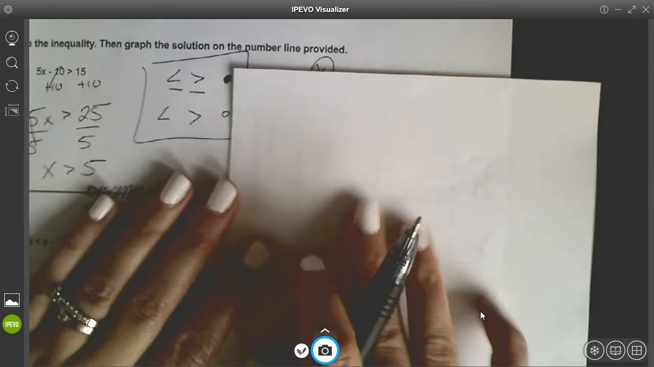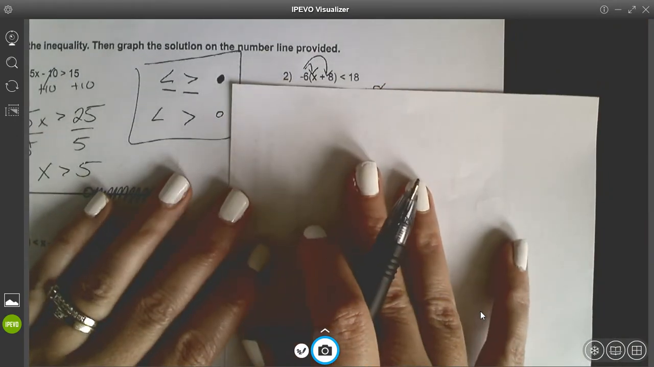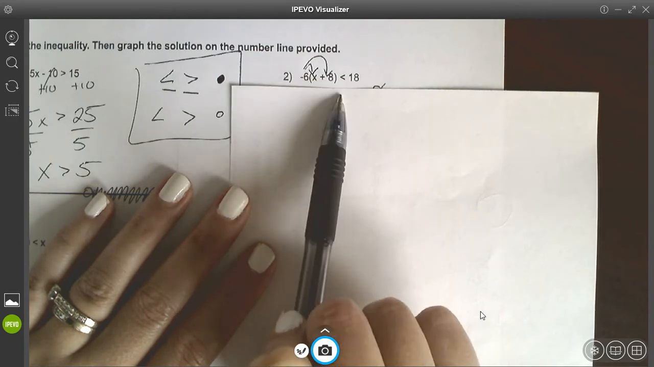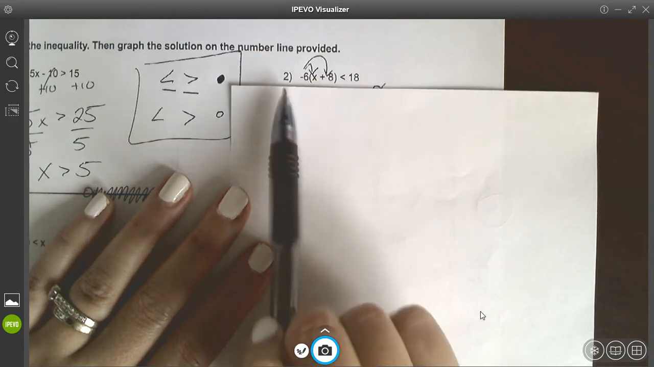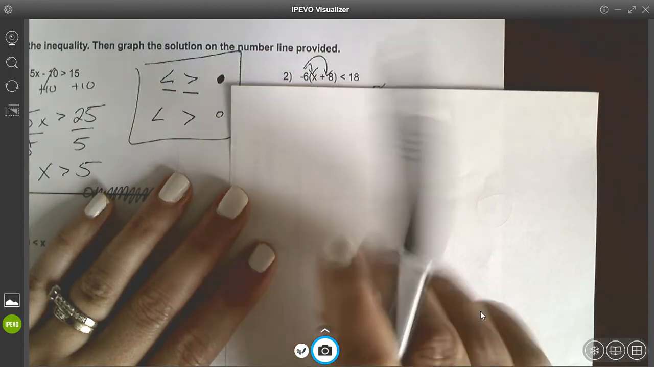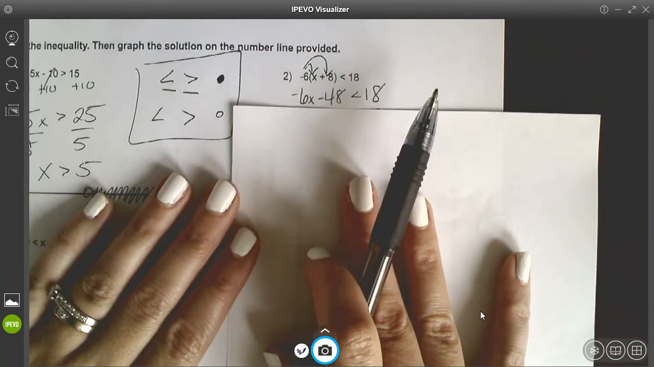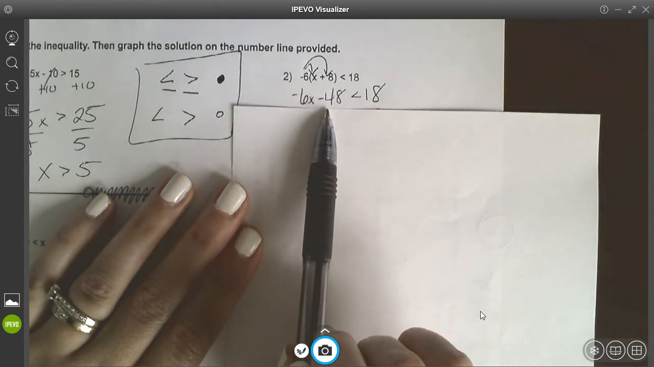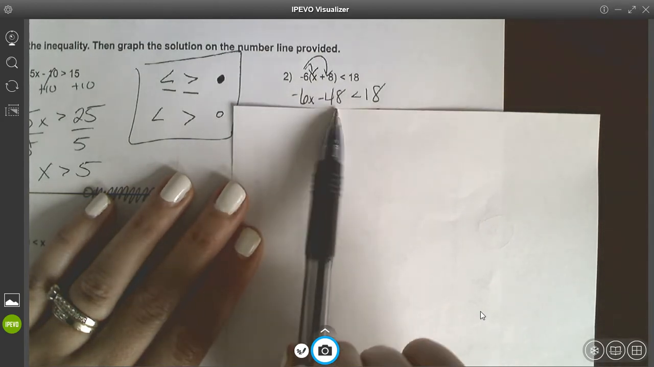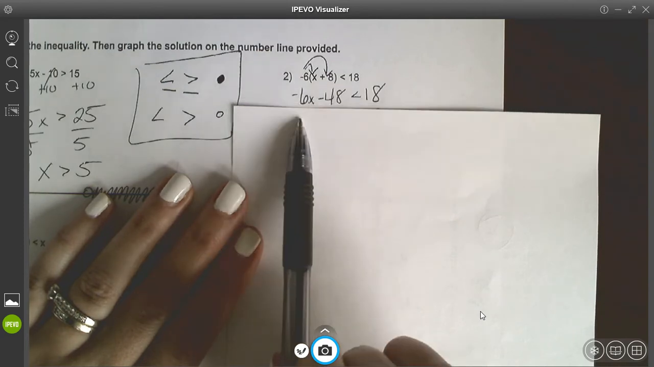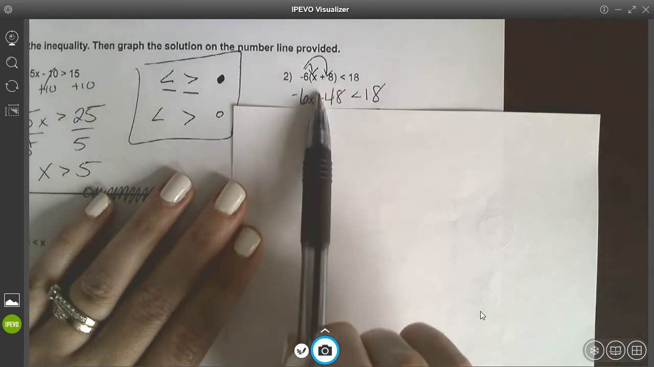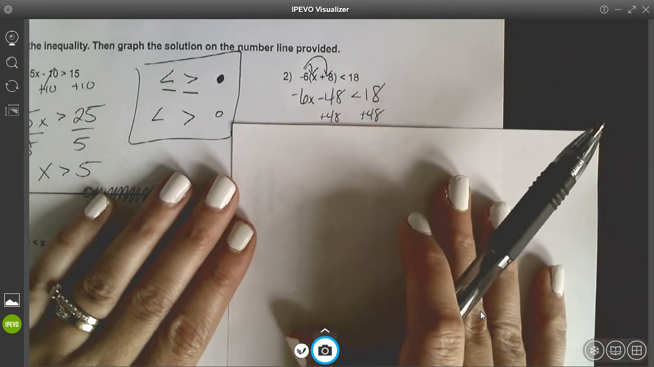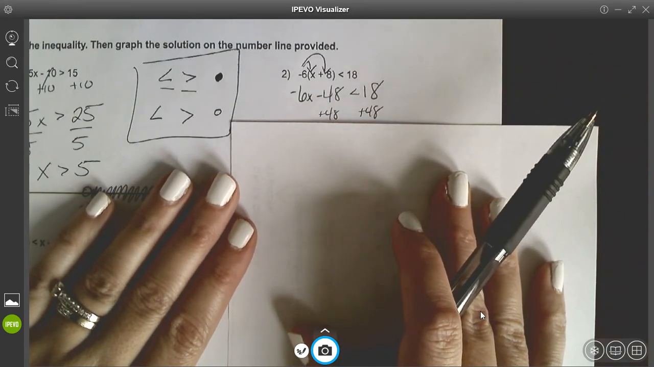For number 2, same thing. I'm trying to isolate my x. I always distribute when I have parentheses. If you divide by the 6 first, that's fine, but I'm going to distribute. When I distribute, I get negative 6x minus 48. Now that I distribute it, I'm going to move everything over to the right so I can isolate my x. The first thing I'm going to move is this negative 48. Opposite operations means I have to add the 48.